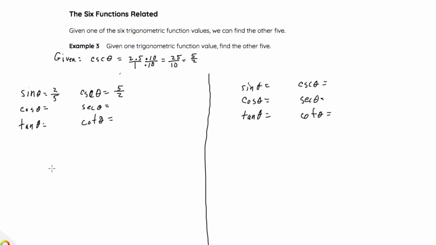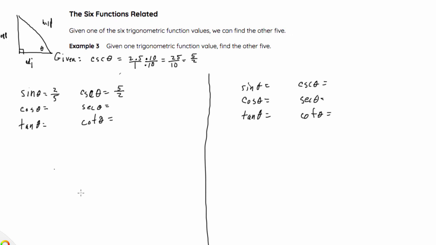Okay, so at some point here we need a triangle. Let's draw that up here. All right, so let's put our angle anywhere we want. We have theta right here. So this is our opposite side, this is our hypotenuse, this is our adjacent side.